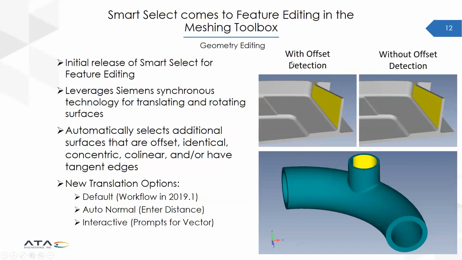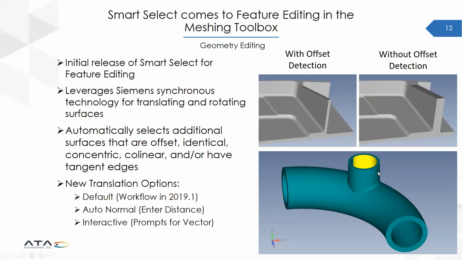With this new offset detection that comes with the Smart Select, I can select just the single face, and it'll be able to move that entire rib. So it automatically knew to grab the face on the other side, as well as the fillets and the blends and everything. Previously, we didn't have the offset detection, so if we clicked over here without that, it would just make that edge thicker. So again, it's pretty cool to be able to move entire features if you need to do any of that geometry editing directly inside Femap.